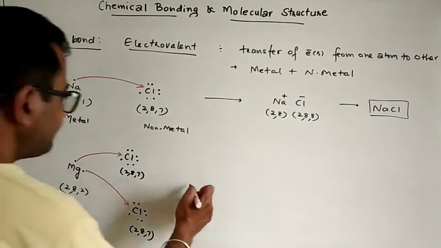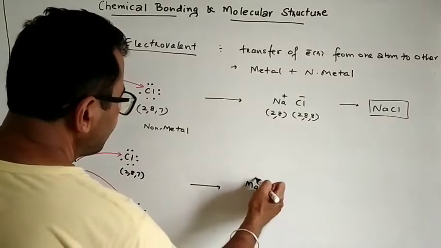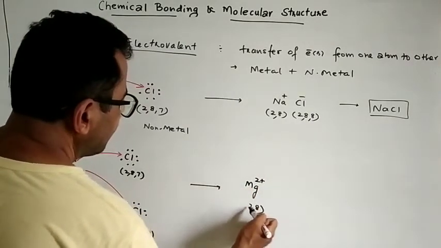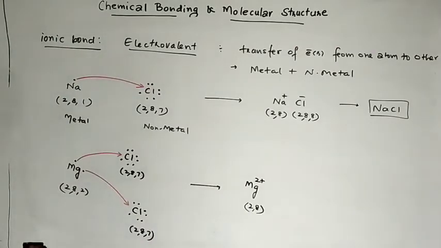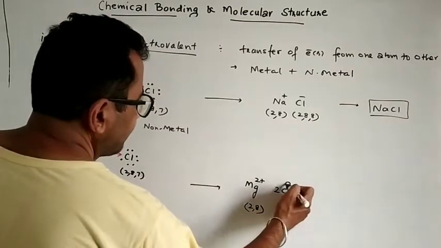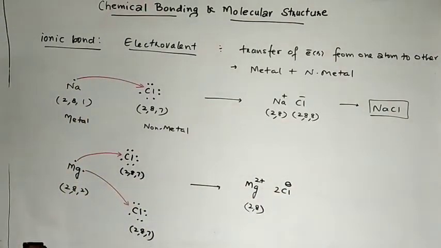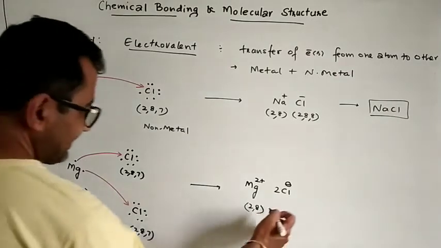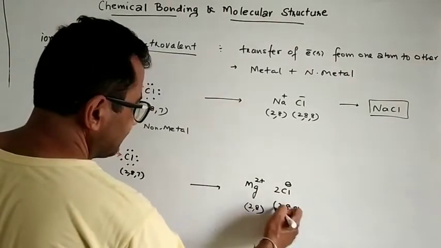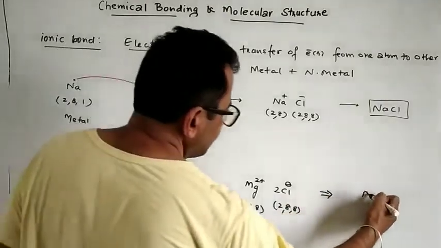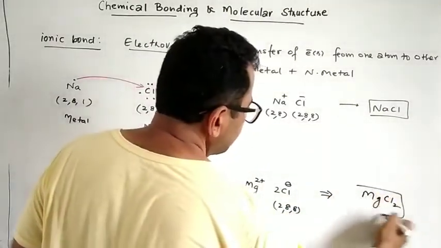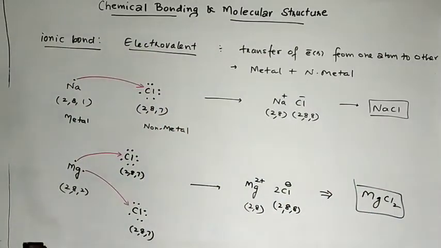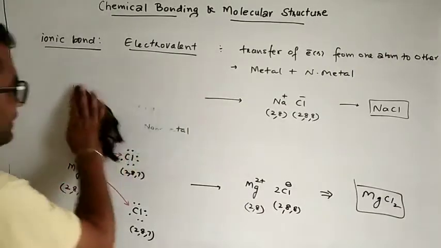What happened? Magnesium loses 2 electrons, becomes stable, Mg2 positive. Its electrovalency is 2. Chlorine, there are 2 chlorine, they take 1 electron each. You can't write Cl2 negative; 2 Cl negative, both get stable configuration. And the compound formed is MgCl2. Electrovalency of magnesium is 2. Electrovalency of chlorine is 1. So this is basic about the ionic bond formation.